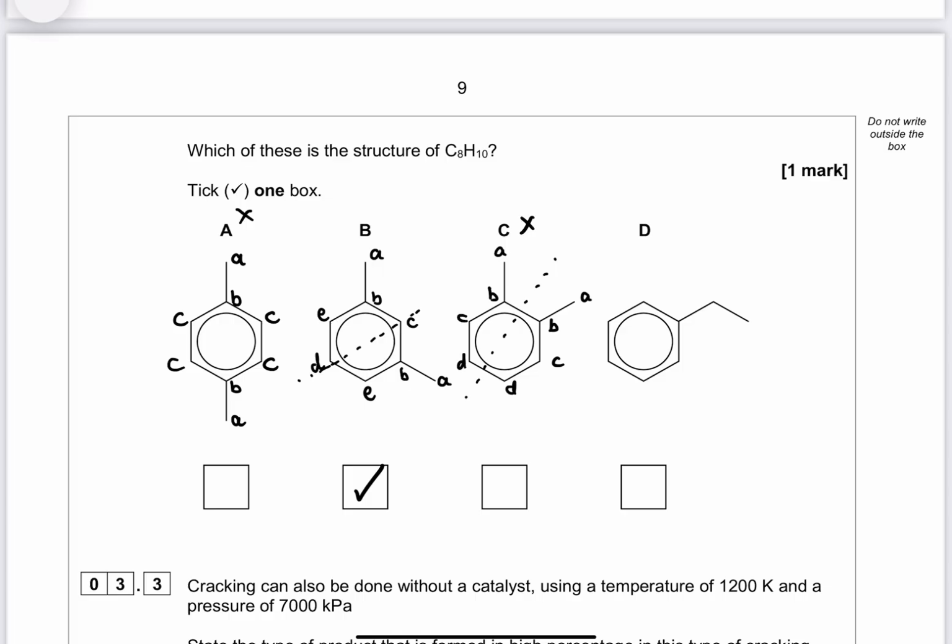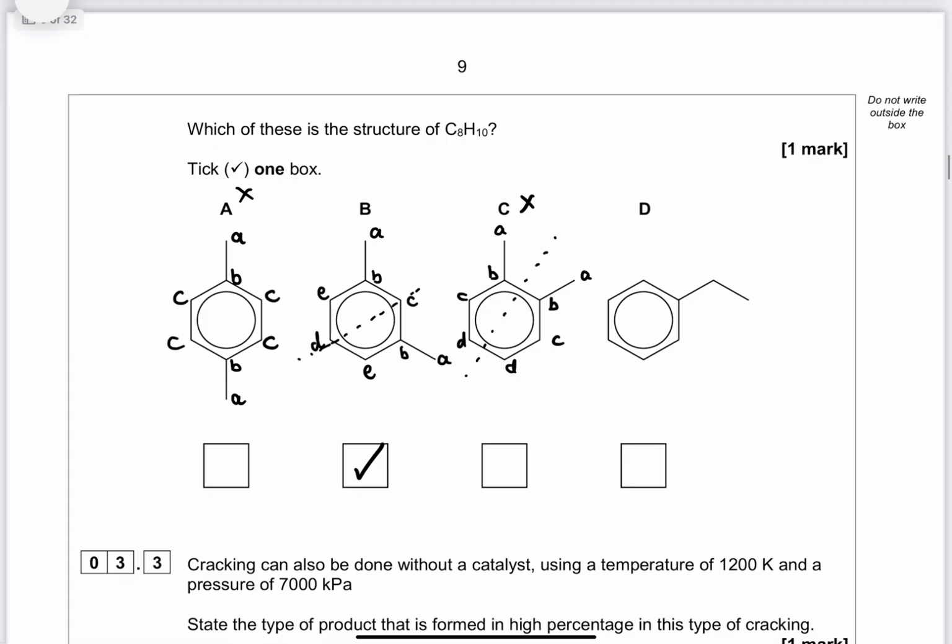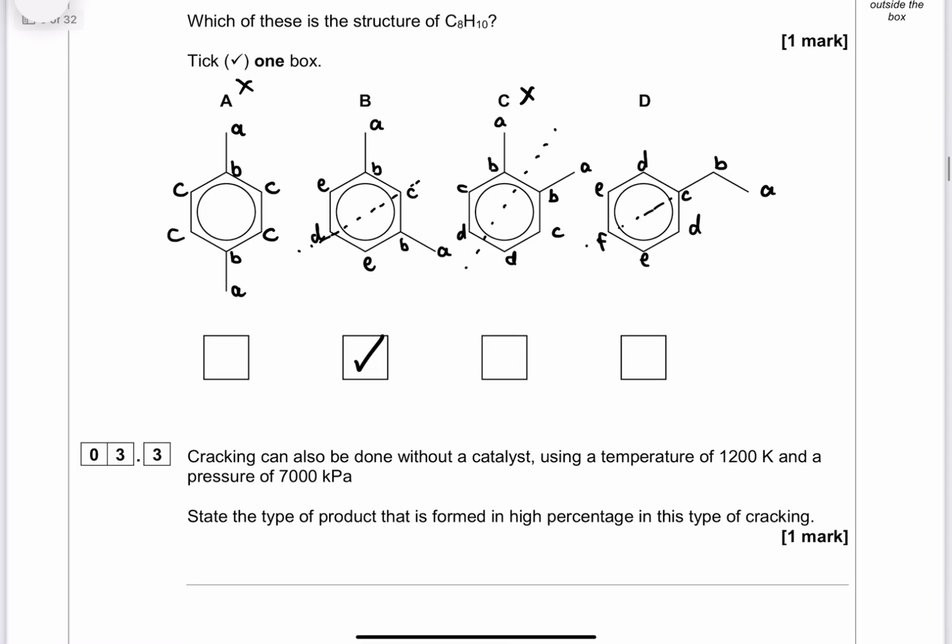And then if I were to do D, it's symmetrical this way. So I've got 2 non-benzene type carbons here. Then I've got C, D, E and F, and that's giving me 6 types. So the answer was B.